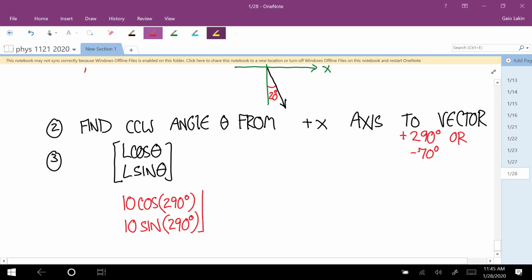The nice thing about this is you never have to think about the signs. The signs work out for you. And you get 3.42, negative 9.40.